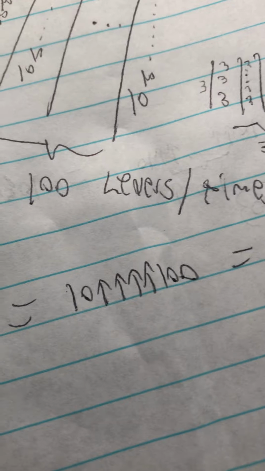Now 3 quadruple arrow 3, 10 quadruple arrow 10. Of course, the power tower of 10 of this number seems kind of messy. It looks something like this.